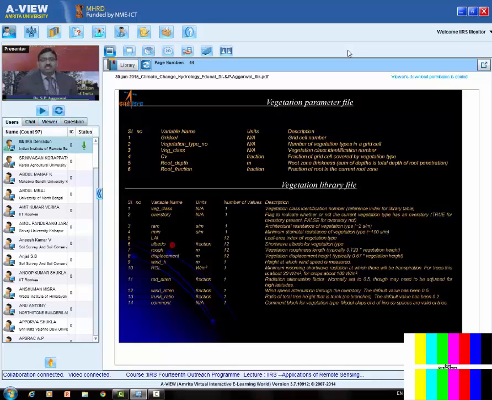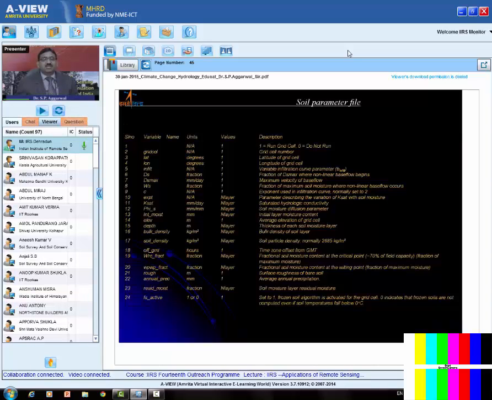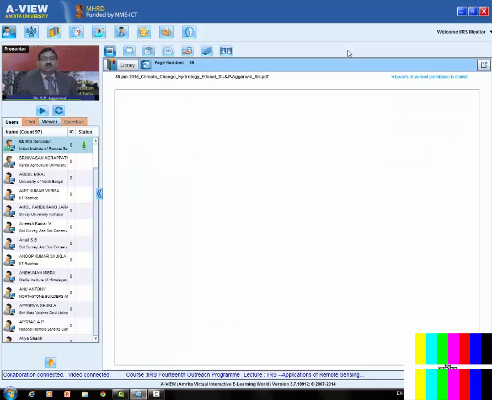Then there are other vegetation library parameters. As I told you, once you know the land cover, the model is not interested in land cover. It will ask you what the leaf area index is, so you define the leaf area index here. It will ask what the albedo is, so you define it. It will ask what the roughness is, and what the height of the tree is. All these parameters you have to give here. Then the soil parameter file: different parameters of soil like hydraulic conductivity, bulk density, and type of the soil.